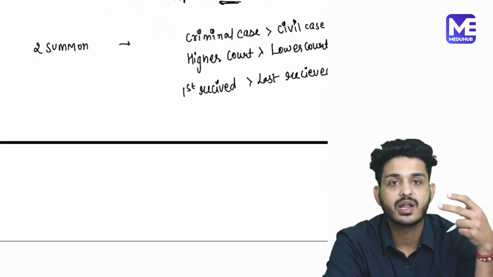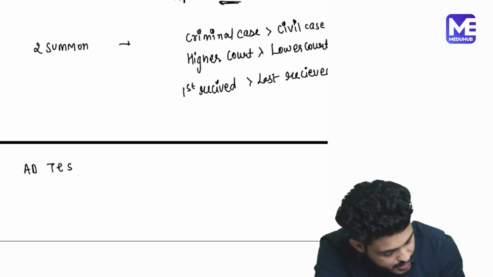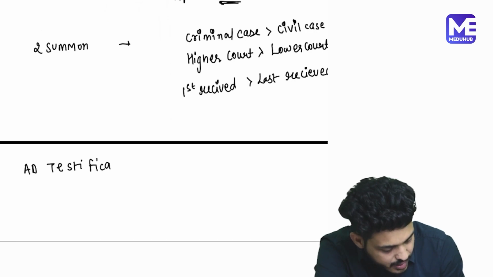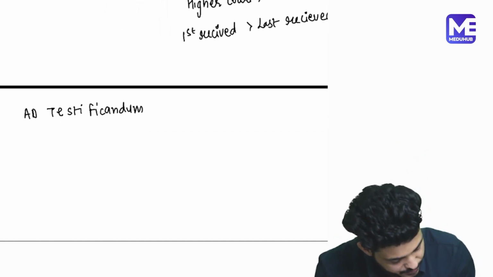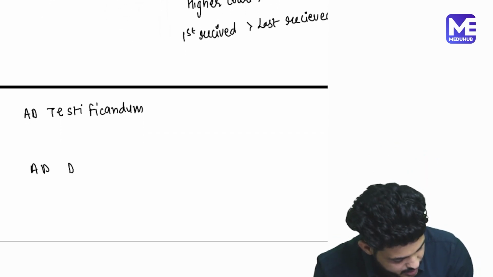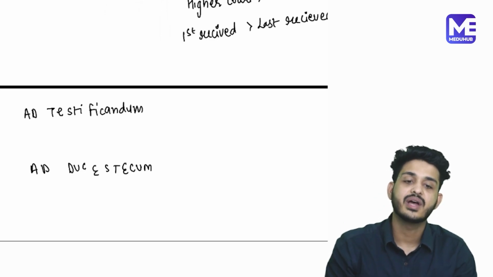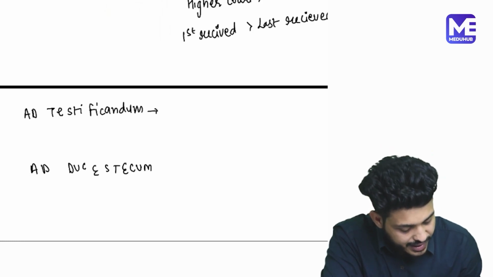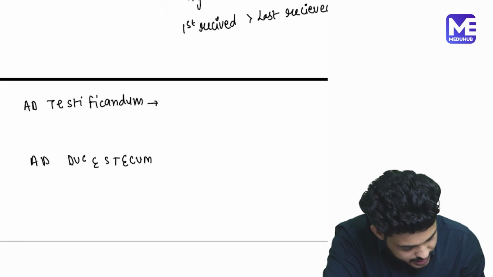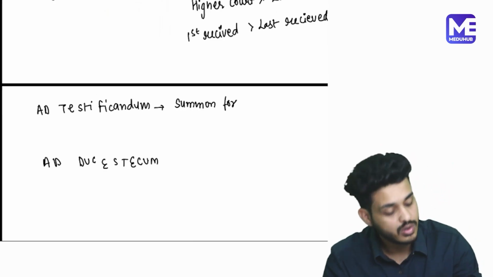Two important terminologies that you need to remember. One is ad testificandum. Let's talk about ad testificandum. And one more is there, that is your ad ducis tecum. Okay, ad testificandum and ad ducis tecum. In ad testificandum, this is the summon for common witness.